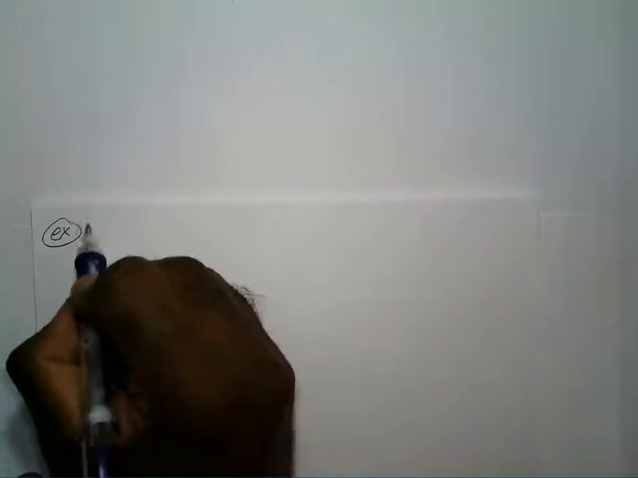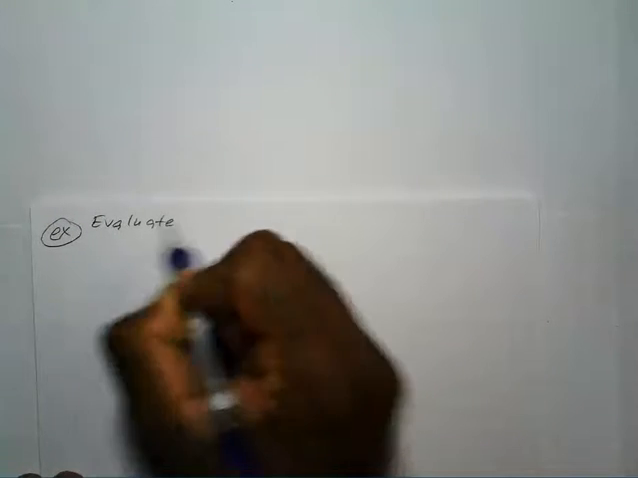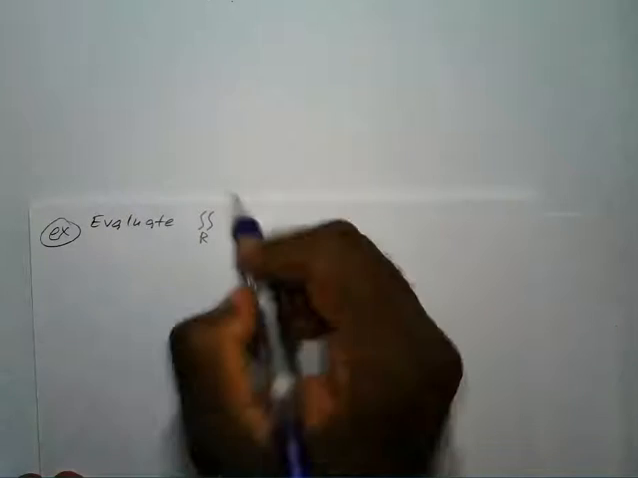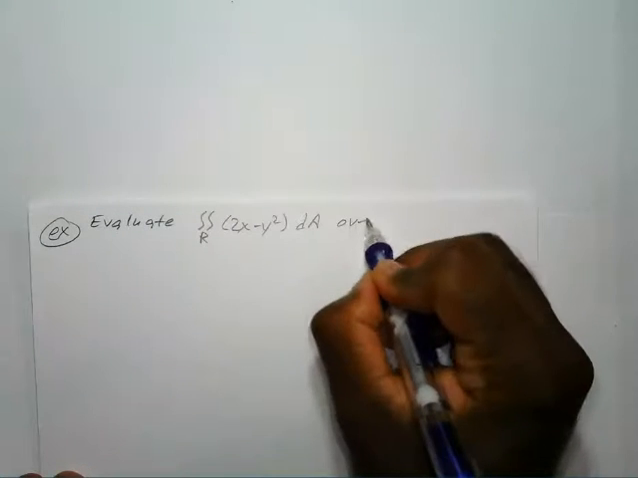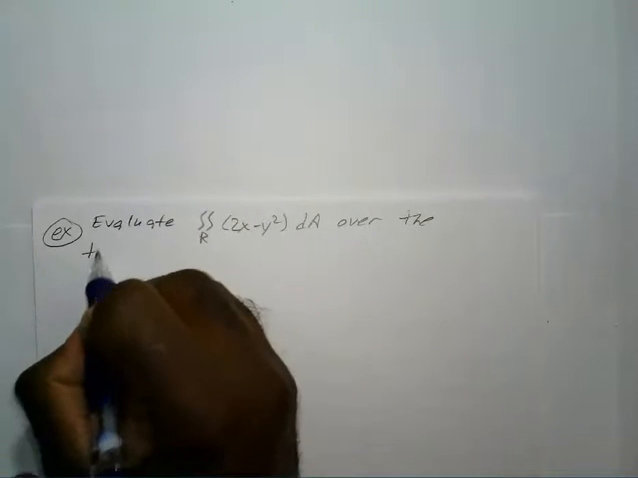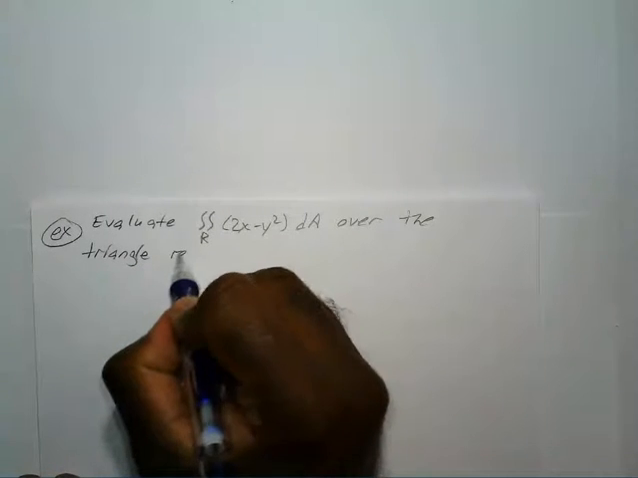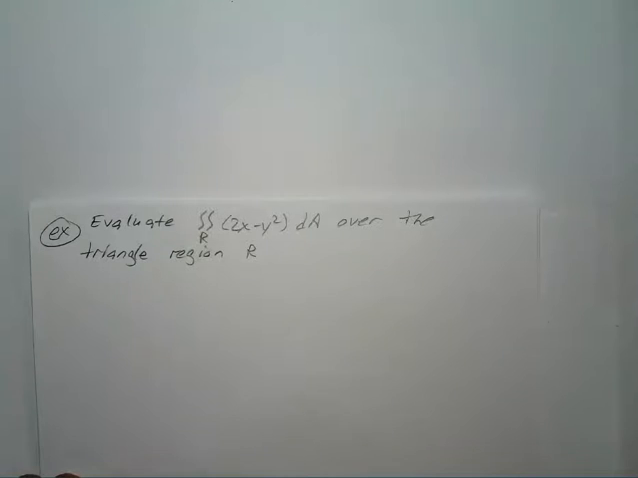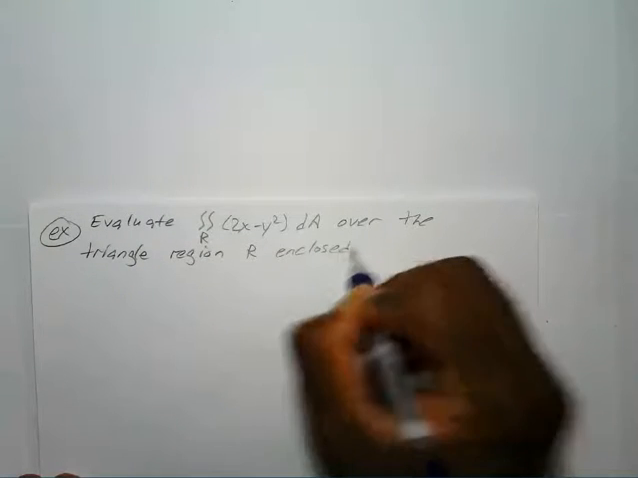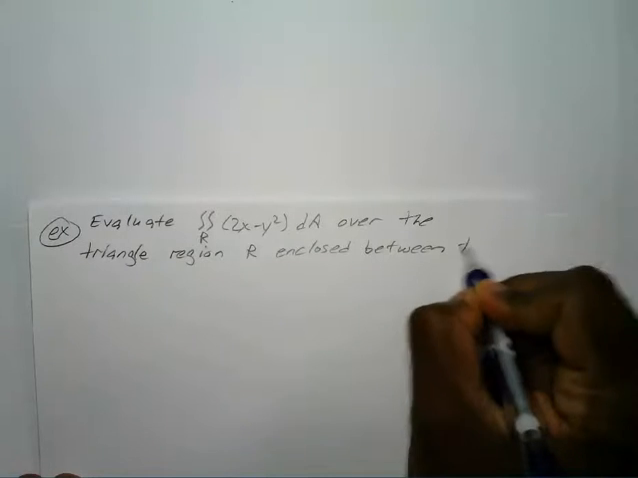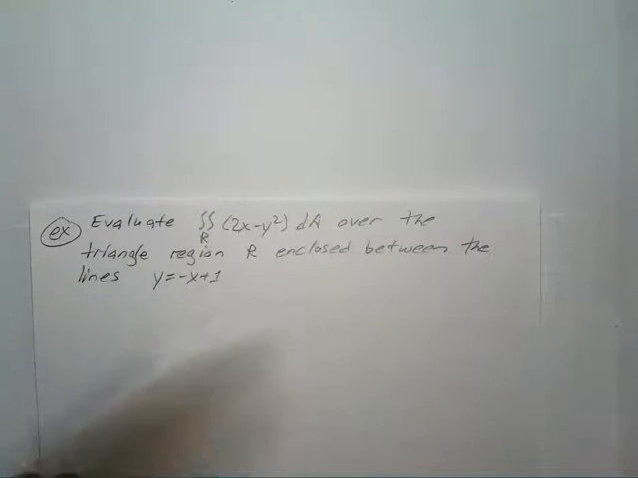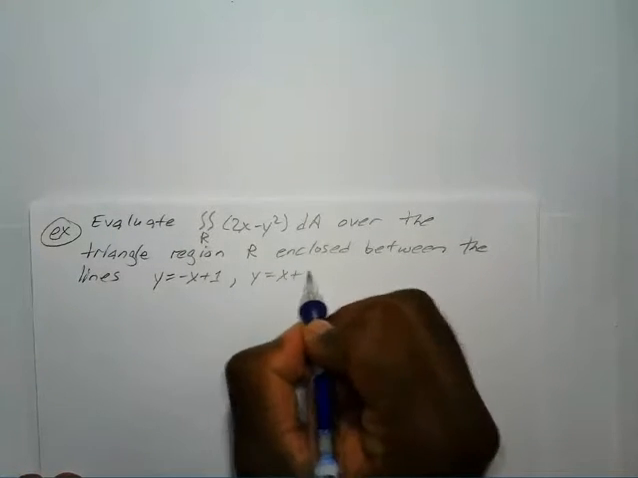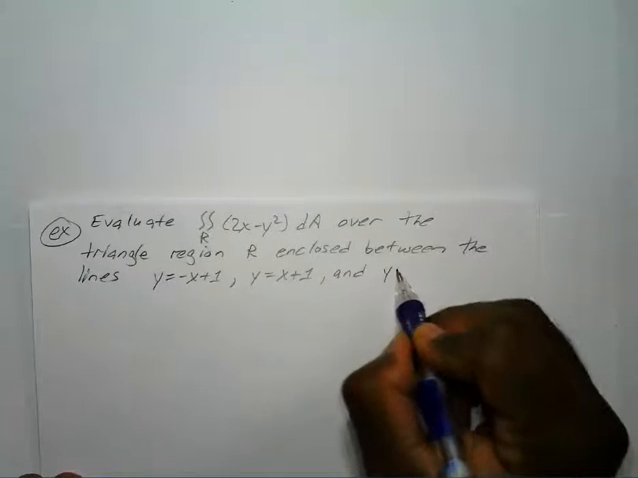All right, so for this example, we are going to evaluate the double integral of 2x minus y squared with respect to the area over the triangle region that we will, of course, call R, enclosed between the lines, say y equals negative x plus 1, y equals x plus 1, and y equals 3.